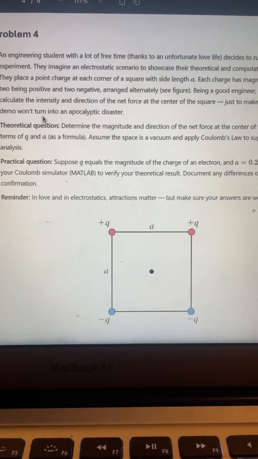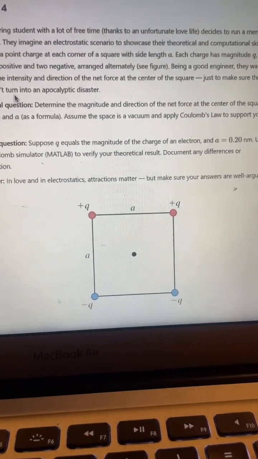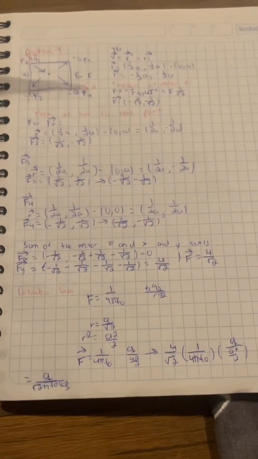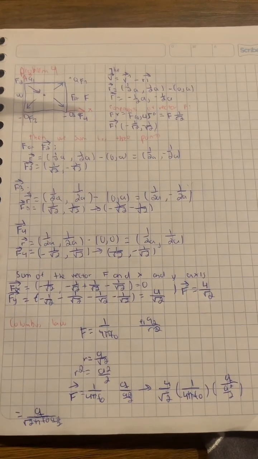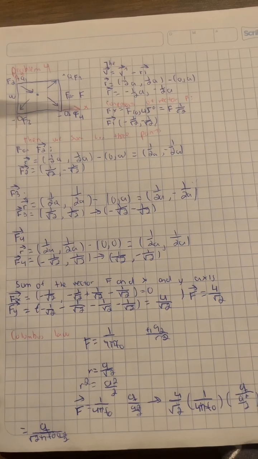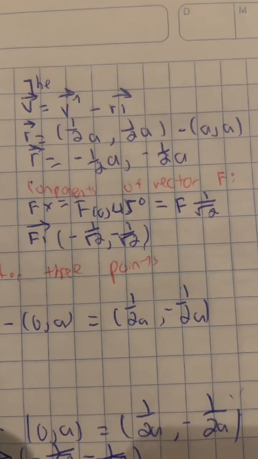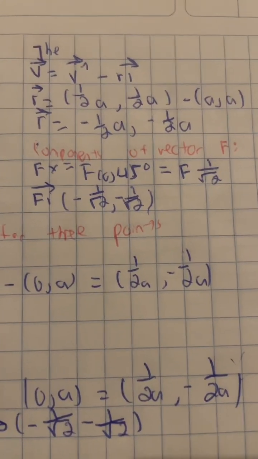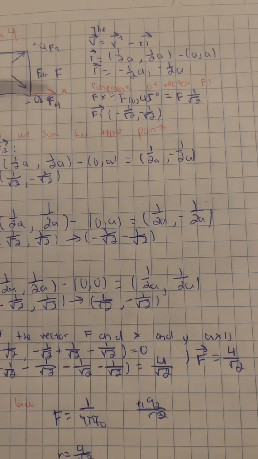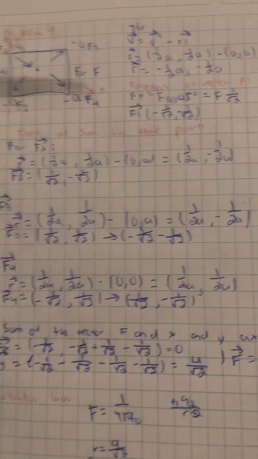Well, in this problem we have to determine the magnitude and direction of the net force at the center of this square, and we have to do MATLAB as well. Okay, so this is what I did in the fourth problem. First, I determined the force vectors at each point using Coulomb's law, where r is the distance between the charges. Then I solve the components of vector F. So since the components of r are negative, we know the direction of the force.